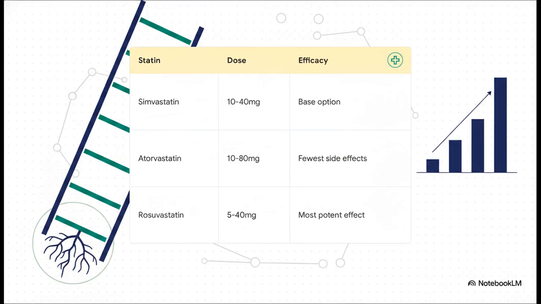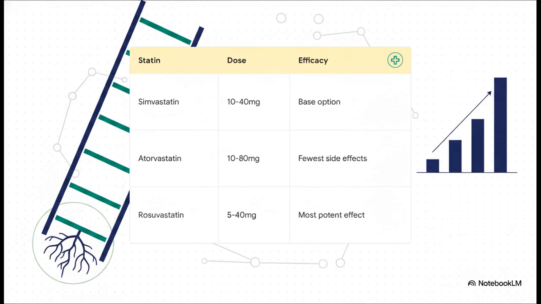Now, the crucial point is how they actually work. Statins inhibit an enzyme called HMG-CoA reductase. You can think of it as basically hitting the off switch in your liver's cholesterol factory. It stops it from producing so much cholesterol while simultaneously increasing the receptors that clear LDL out of your circulation.